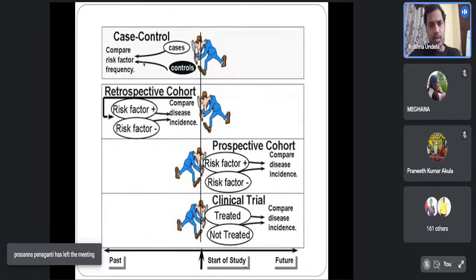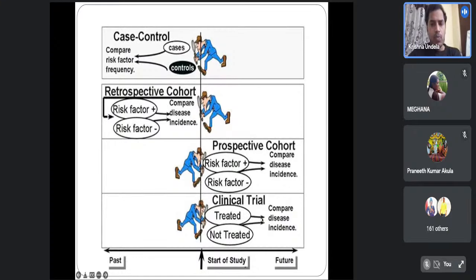Hope you understand this. And one more thing we have here is the clinical trial. The clinical trial is a randomized control trial. Once again, we are going to have 2 groups, and the person is looking into the future. We are going to have treated and non-treated. Treated means those who are given a new medication. Non-treated means those who are given an existing one or maybe a placebo.